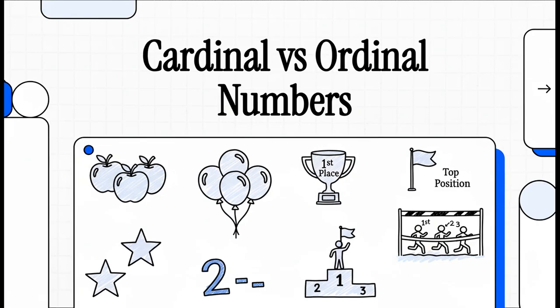Let's talk about one of the most fundamental parts of English: numbers. But hey, this isn't just about counting from 1 to 10. We're going to break down the two main types of numbers so you can use them like a pro.